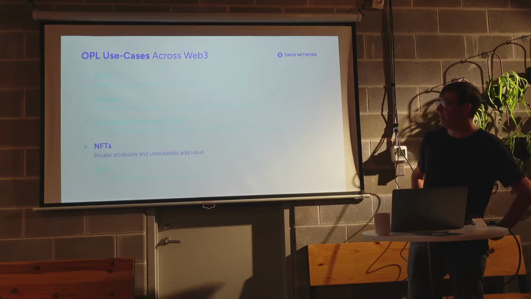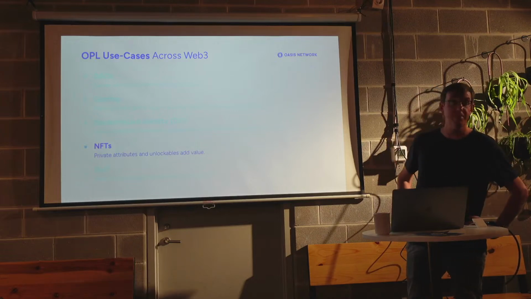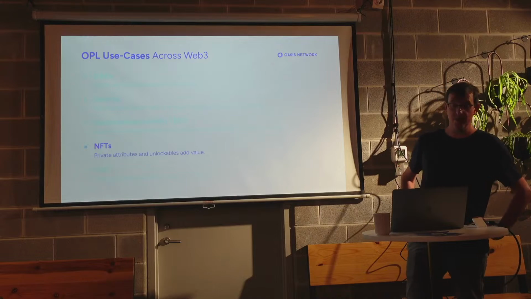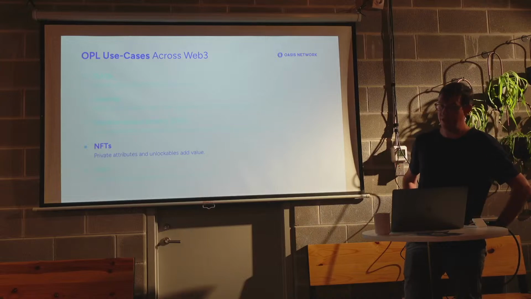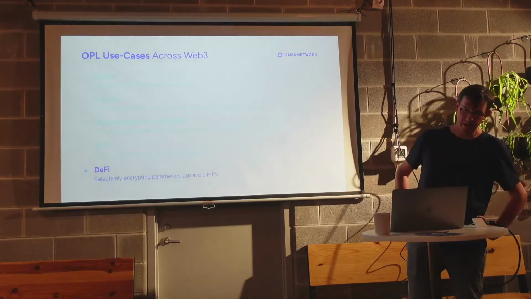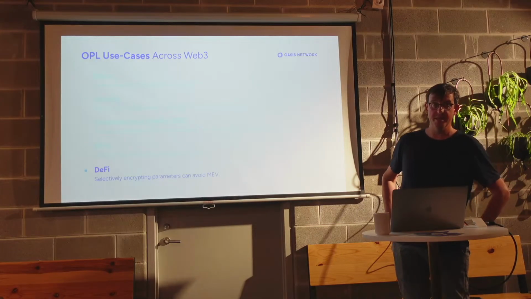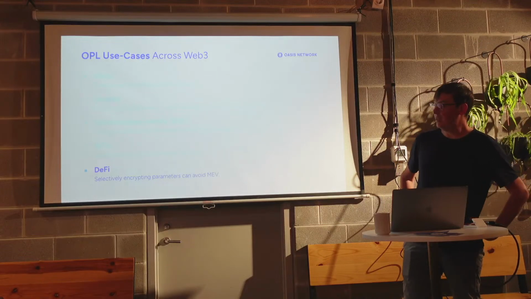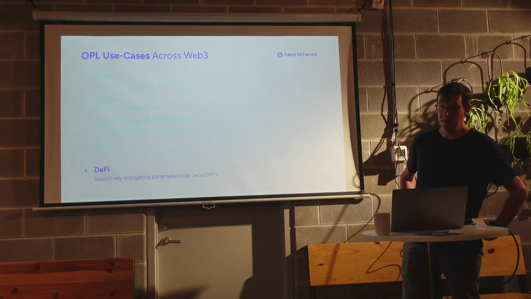In the NFT space, OPL makes it easy to add private attributes and unlockables to NFTs, and there's obviously a lot of interest right now in bringing more features and more utilities for NFTs. We think this is a great way to do it. And then finally, in DeFi, OPL makes it possible to build an MEV-resistant DEX pretty easily, and so end-to-end encrypted transactions and selectively encrypted state make it really easy to protect end users from being front-run.